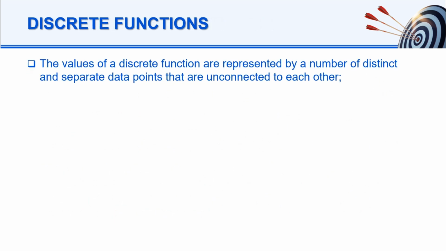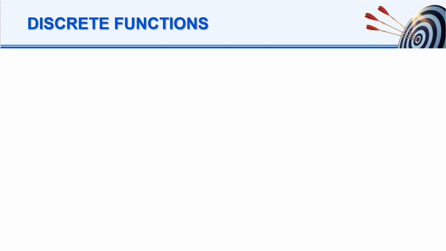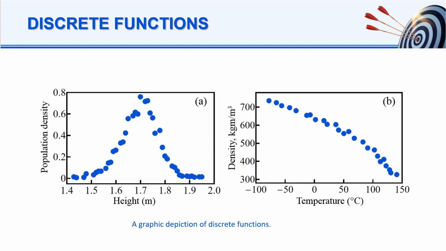The values of a discrete function are represented by a number of distinct and separate data points that are unconnected to each other. Note that the following graphs depict discrete functions.